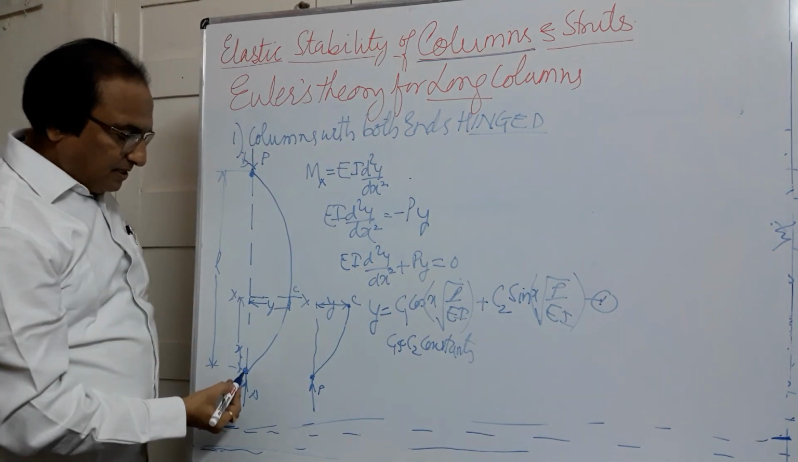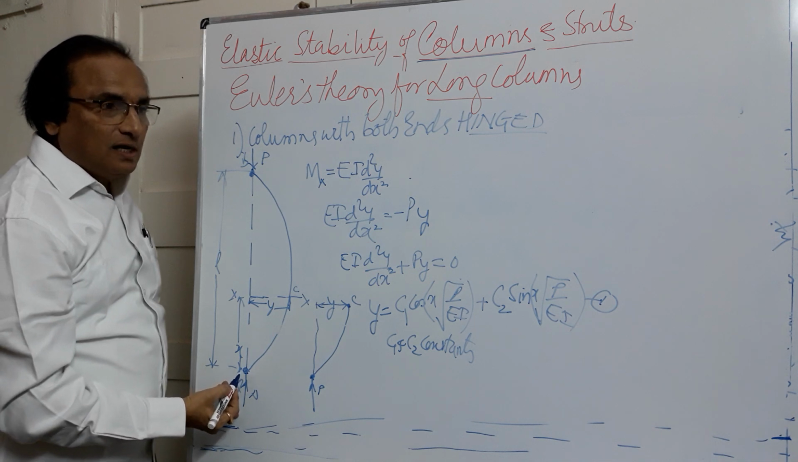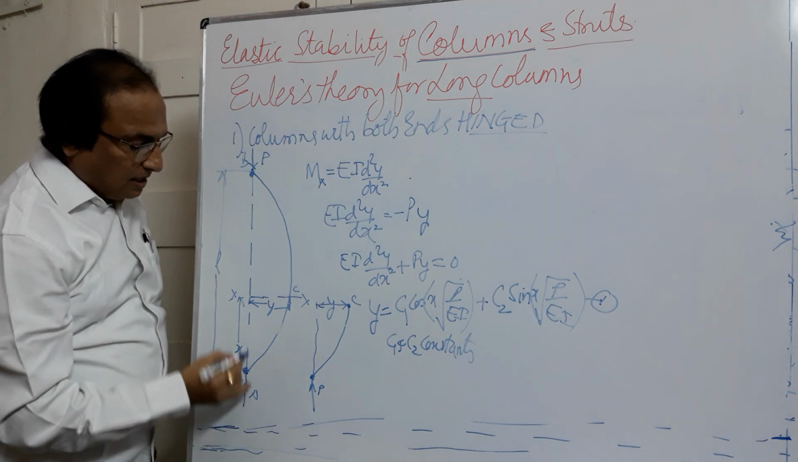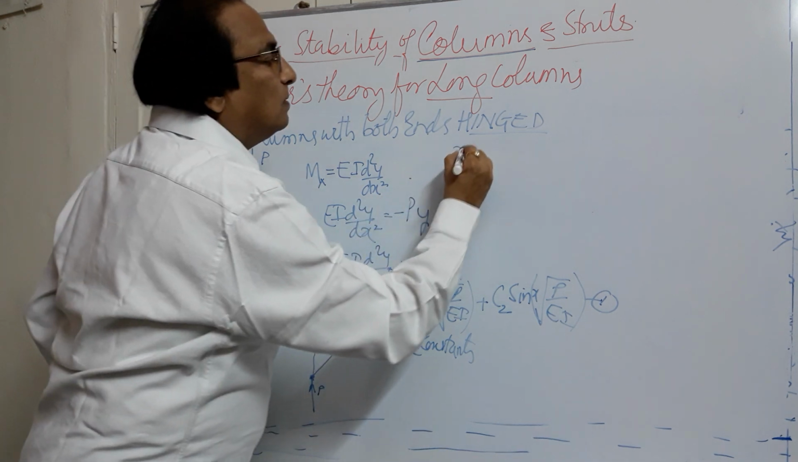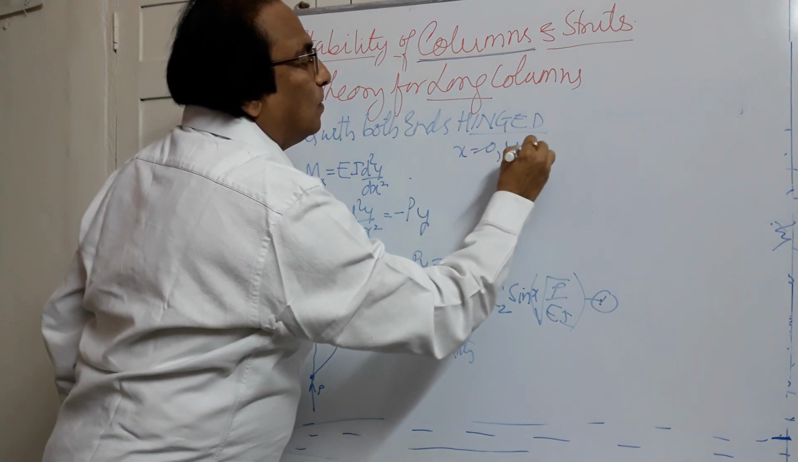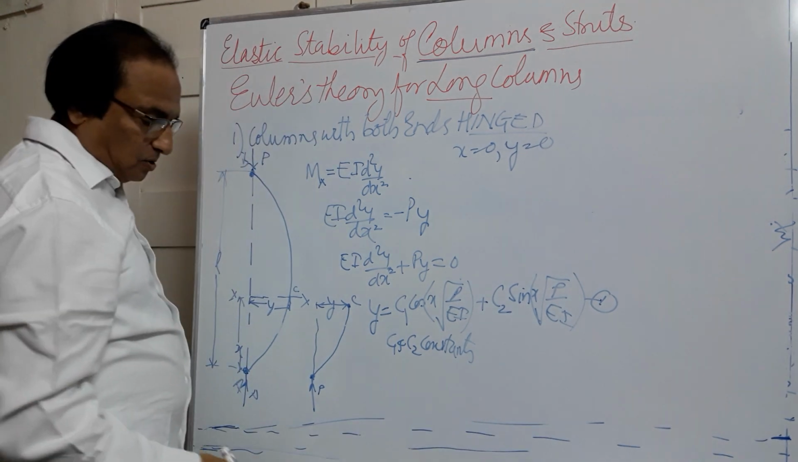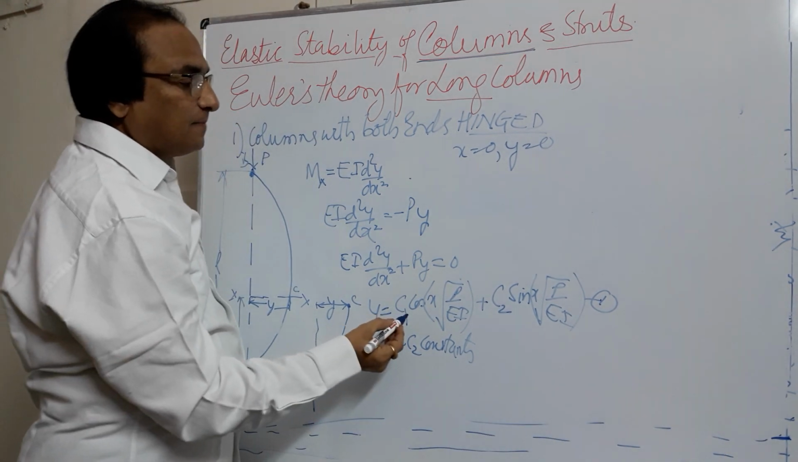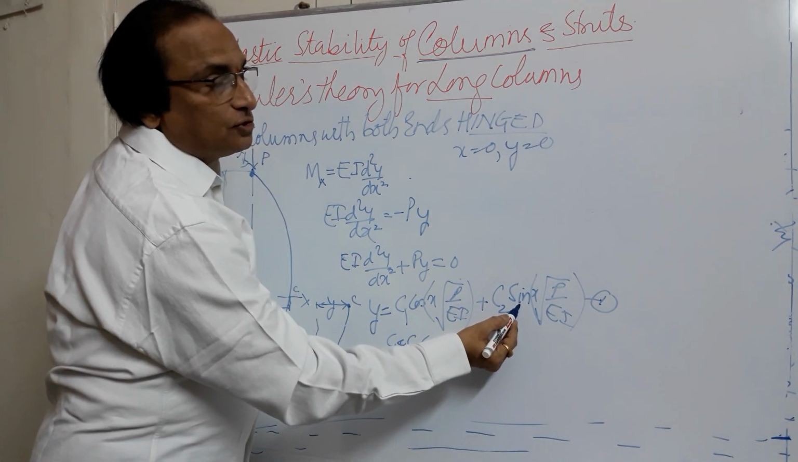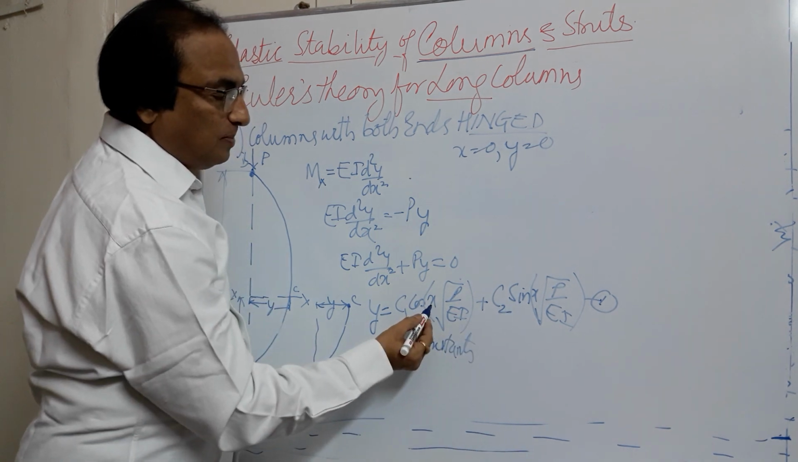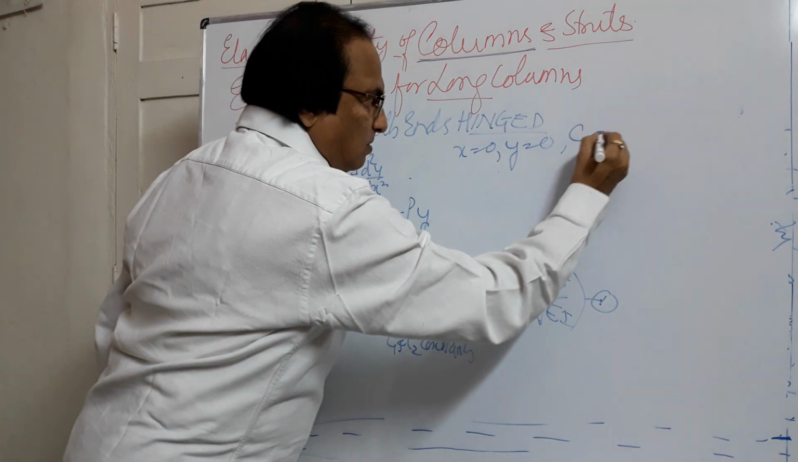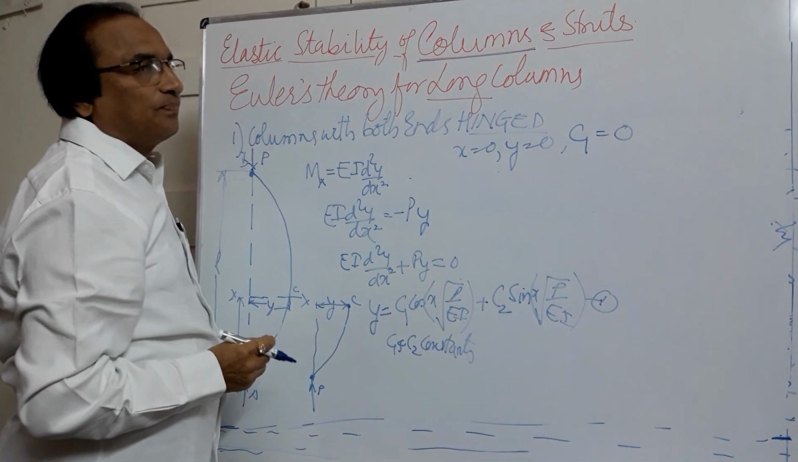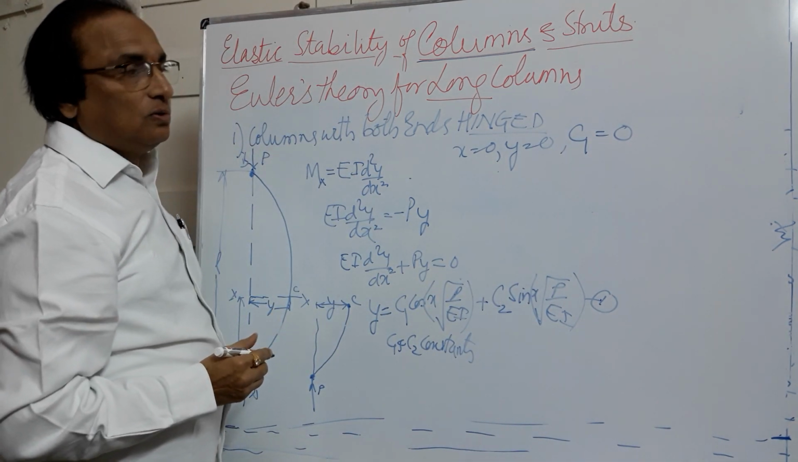So we have got a hinge here. We know at hinge deflection is 0. That is, we are measuring from here. When x is 0, y is 0. If you substitute in this, sin 0 will be 0, so cos 0 will be 1. So we are left with here C1 will be equal to 0.